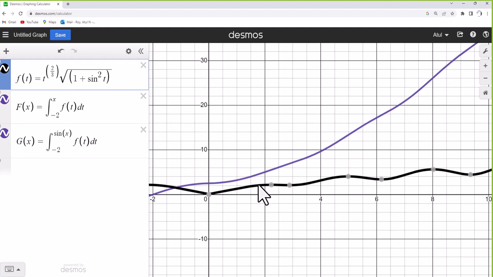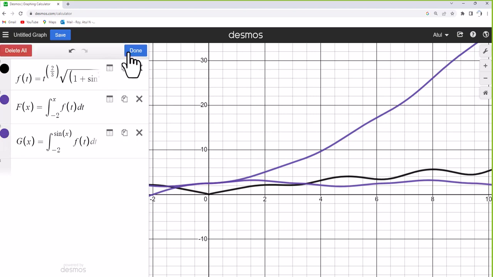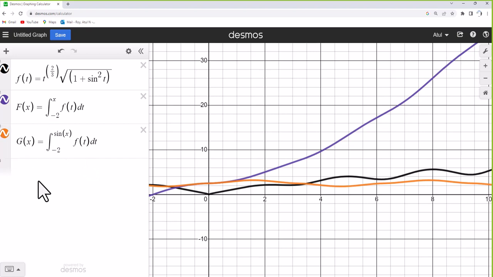Why did the graph not show up yet? Just a second, please. Yes, here it is. Took a little while. Let me just change the color of this, just to distinguish. Let's make it orange. So yeah, here is the graph of g of x.